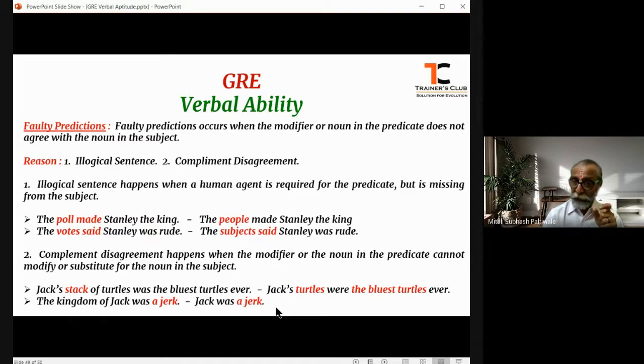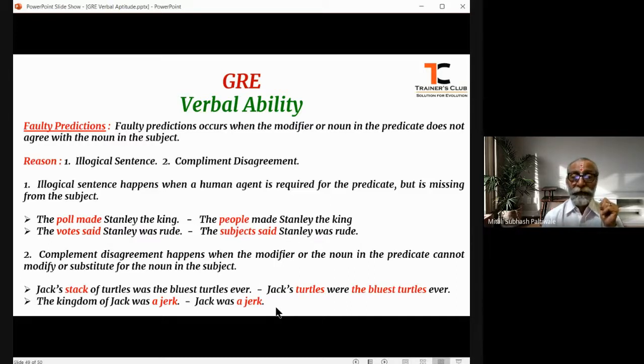If there is a noun in the predicate, in a passive voice it will be a subject, and in an active voice it will be an object. It can be a noun or pronoun in the predicate that does not agree with the noun in the subject. That's another condition. That's where logical reasoning in verbal ability comes in.